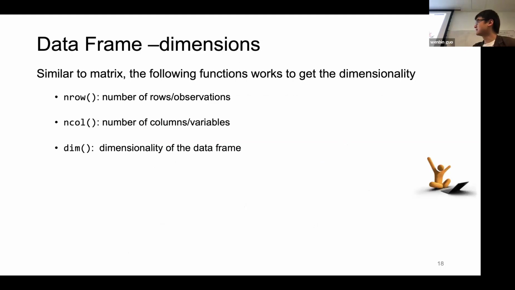And for the data frame, we can access the dimensions using nrow and ncol, just trying to get how many observations and how many variables are in your data. You can also use dim. So this is exactly the same as the matrix, because we know that a data frame can be considered a special matrix.